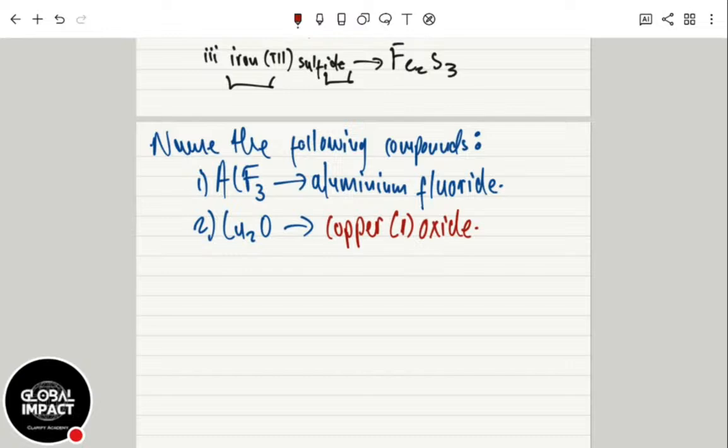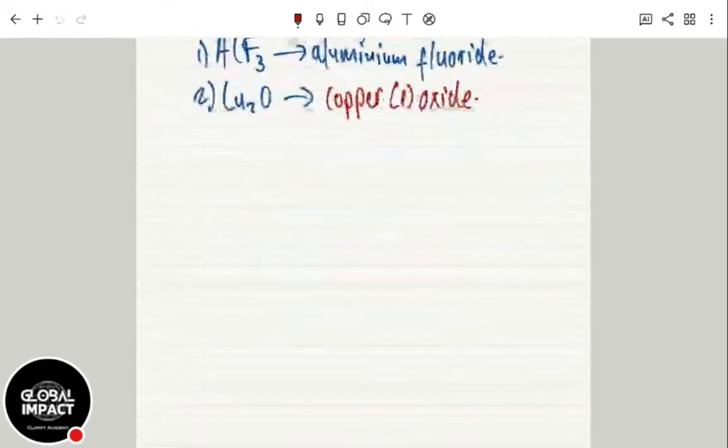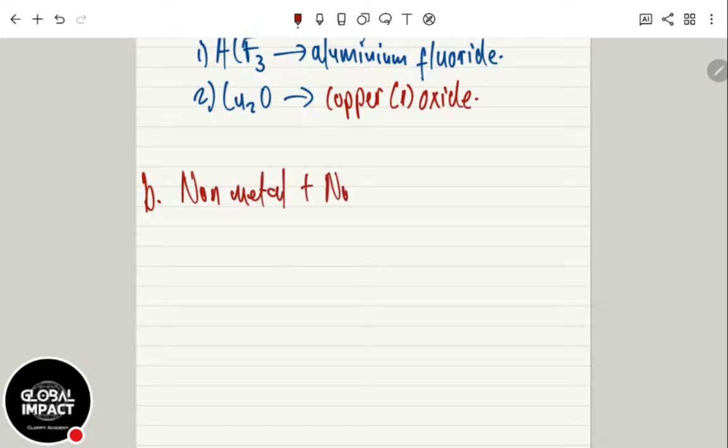Now let's go to the second type of naming. I now know I'm in binary. We've done metal plus non-metal. Skip a line and say B now. You are going to say for B, it is 2 non-metals. So how do I now name when it's a non-metal plus another non-metal? How do I now name when I have 2 non-metals?